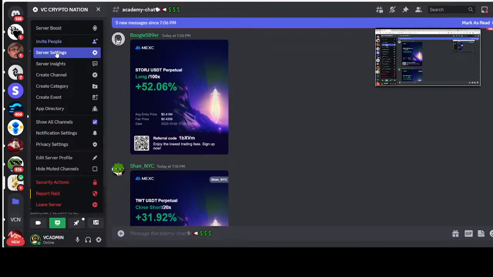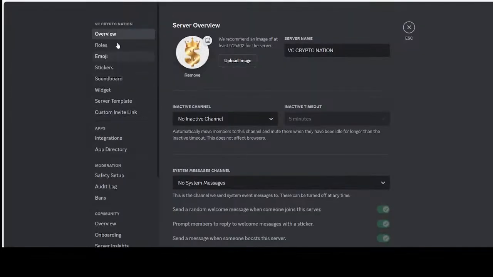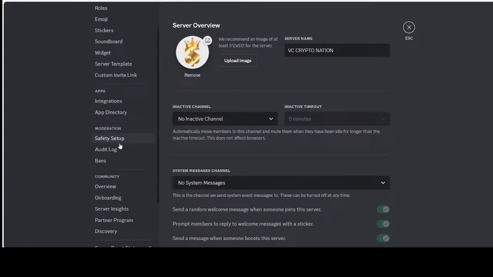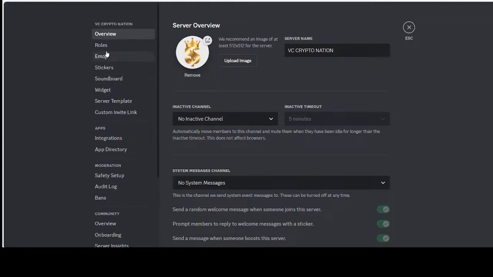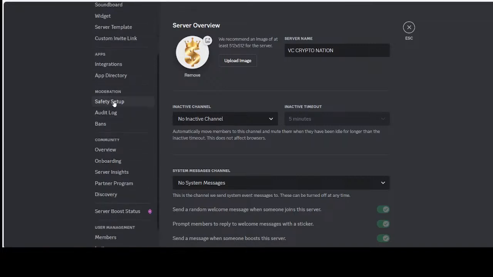Let me see. It could be. Let's see here. Integrations, servers. Let's see here. A lot of times it'll be in our.